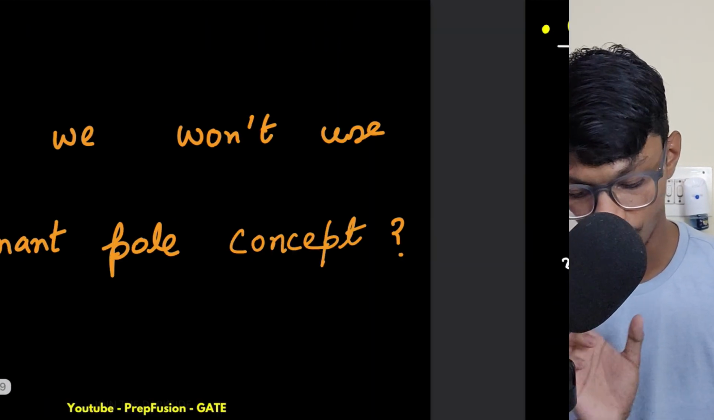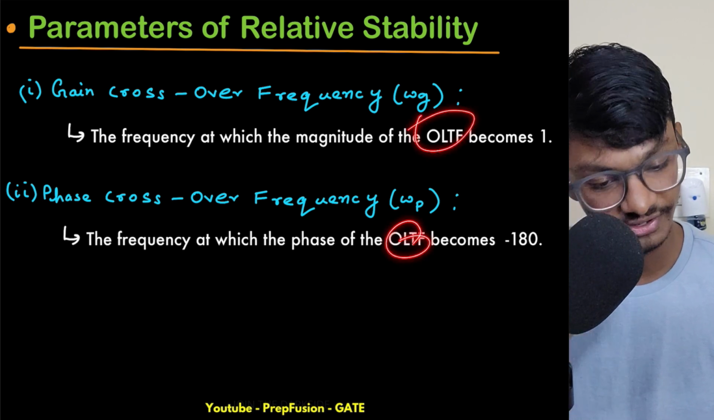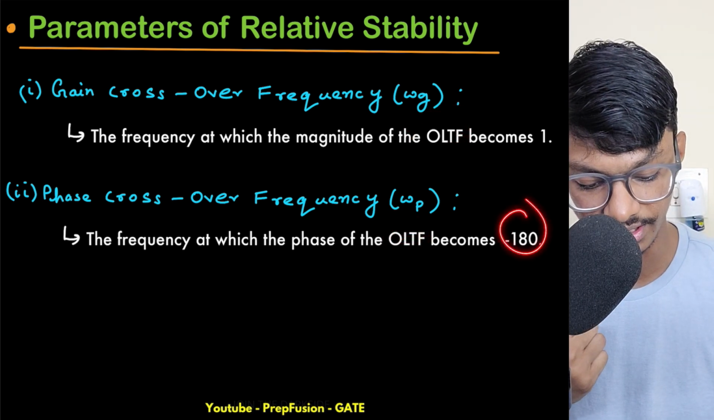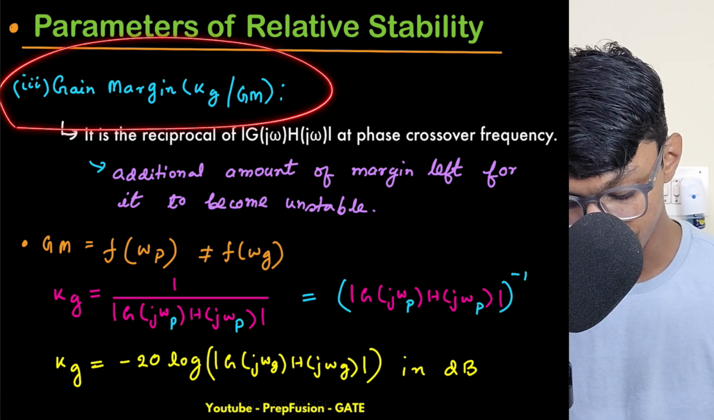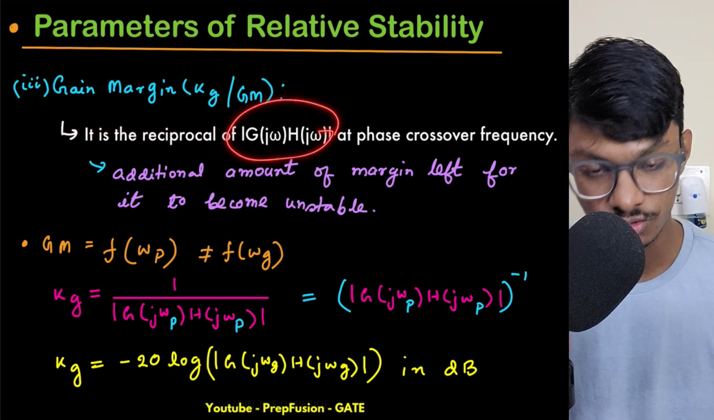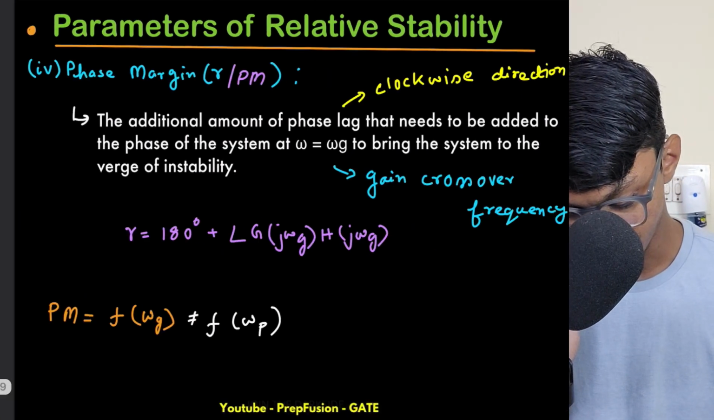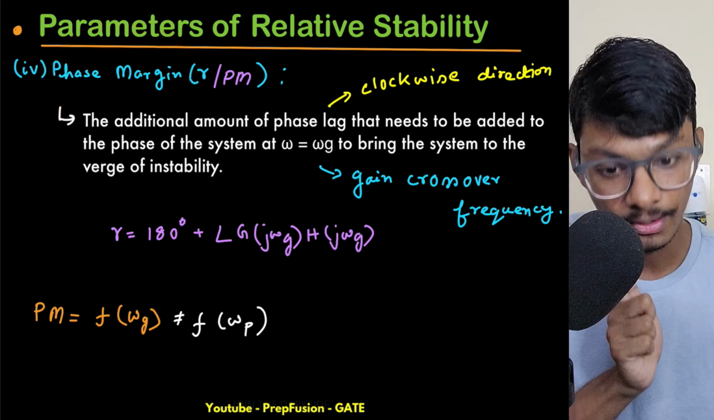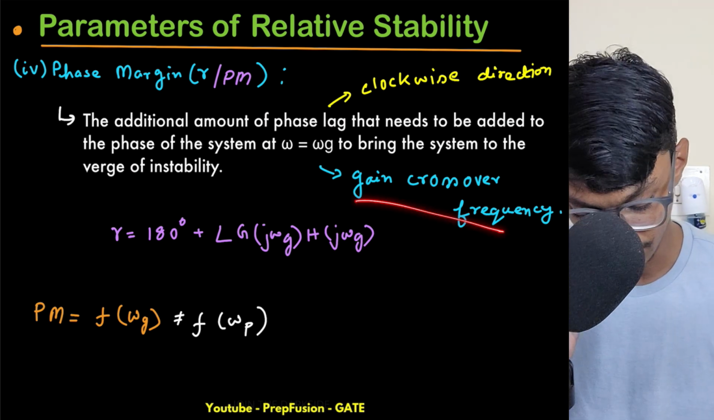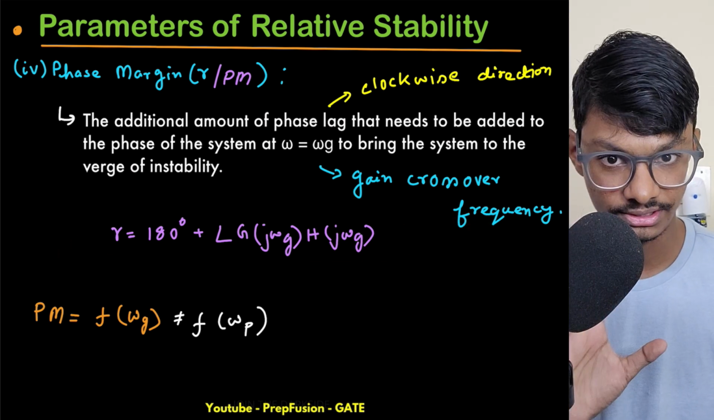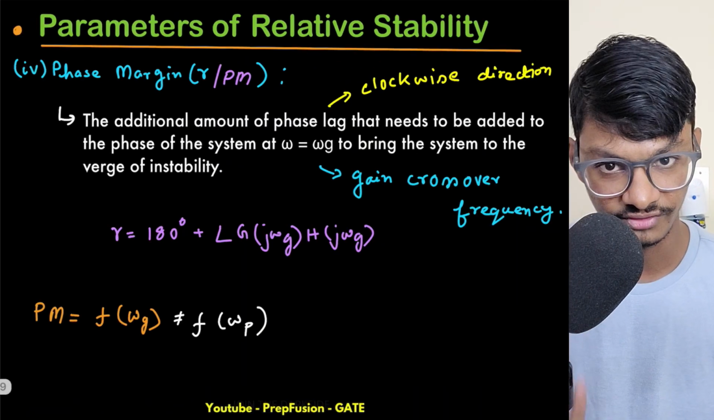I will talk about the voltage later on. So this is talking about the voltage, where my phase becomes -180 and this is 1. Now, what is margin? Gain margin is basically the reciprocal of the magnitude of the OLTF at the phase crossover frequency, and phase margin is basically the additional amount of phase lag that needs to be added to the phase of the system at the gain crossover frequency. The formula is given like this. I will not explain this too much here because I have explained it already in my lectures, so you can go and watch those. I just wanted to give a brief overview.